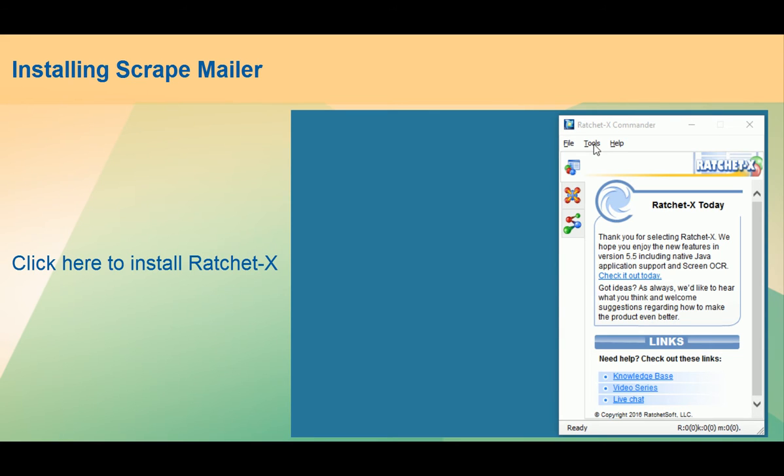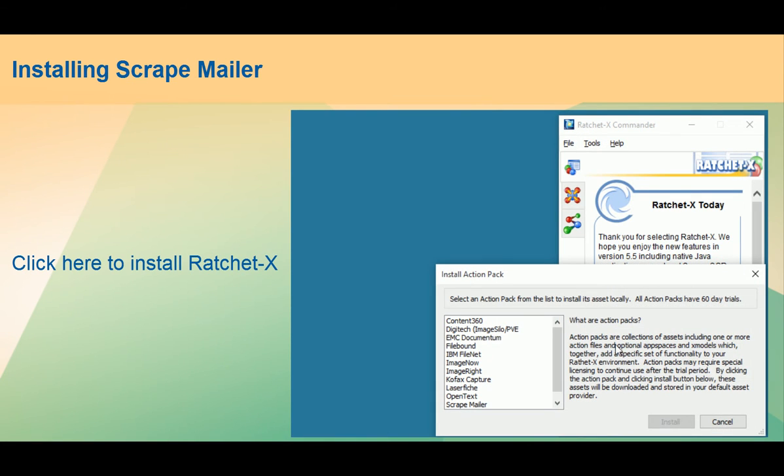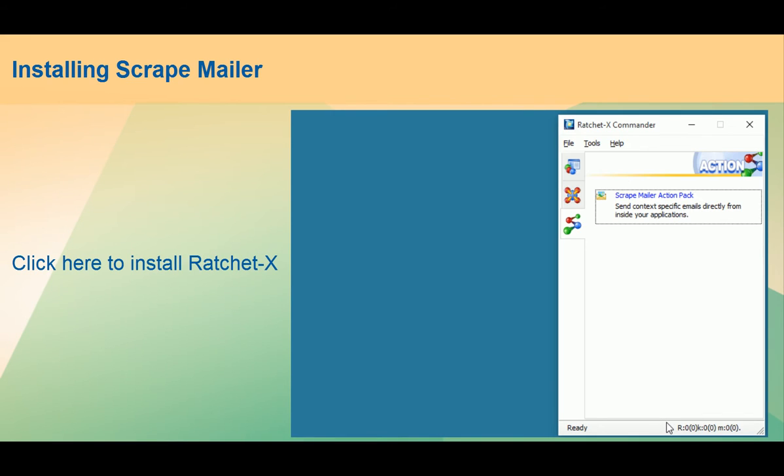You do so by selecting Tools, Install Action Pack, and then selecting ScrapeMailer from the list of action packs on the left. Then click the Install button. When you do, the action pack is installed. After the installation, Commander refreshes itself and registers the ScrapeMailer action pack, which you can see by selecting Commander's Action tab. Great, I can see ScrapeMailer has been installed, so let's create a ScrapeMail.